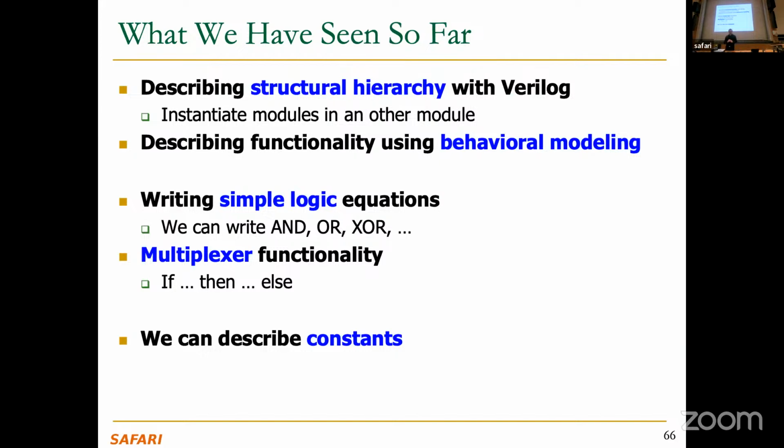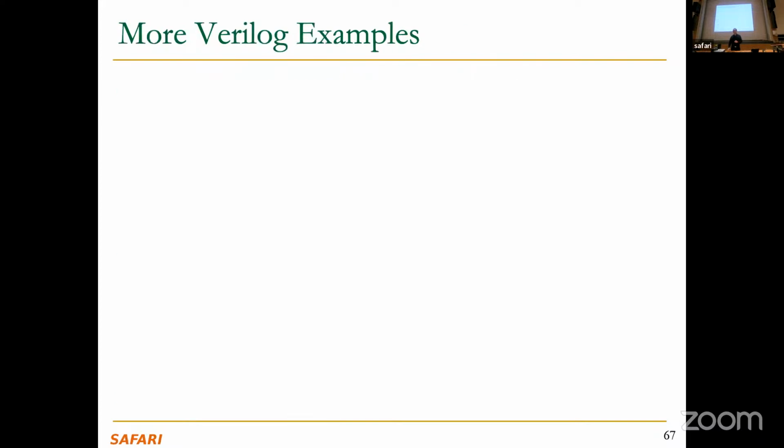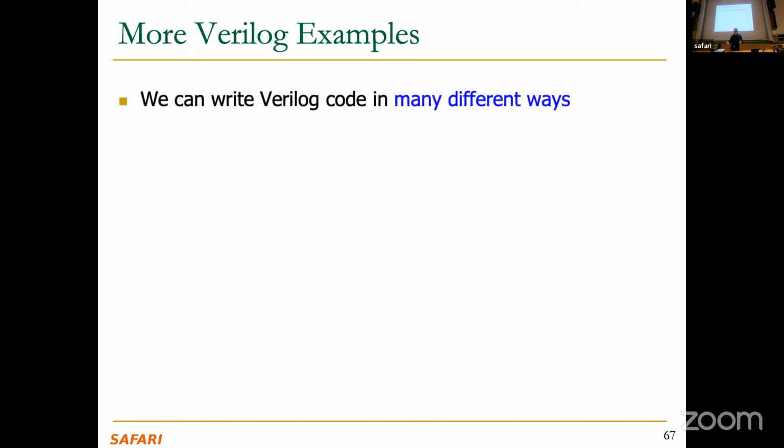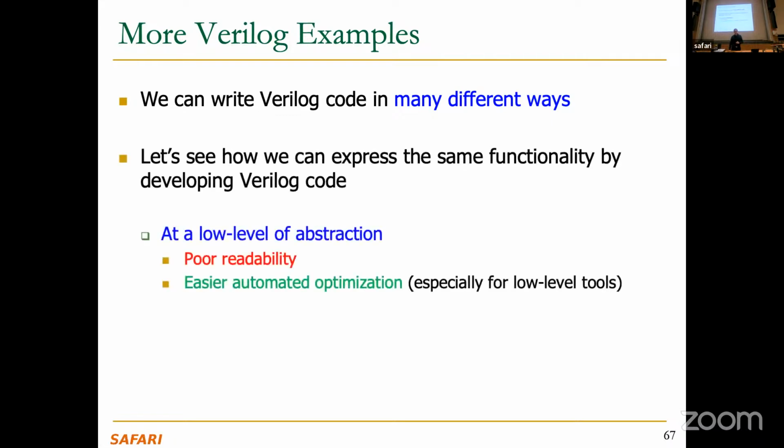Okay, so what we've seen so far, we've done a lot of Verilog: structural, behavioral, simple logic, multiplexer, constants, tri-states, etc., but there's more. Now let's jump into more, unless someone shouts and says something about the prior slides. Everything's good? Okay, some of these are relatively easy since you know programming, but again, this is different from programming. So we can write Verilog code in many different ways. Let's see how we can do this at different levels of abstraction.